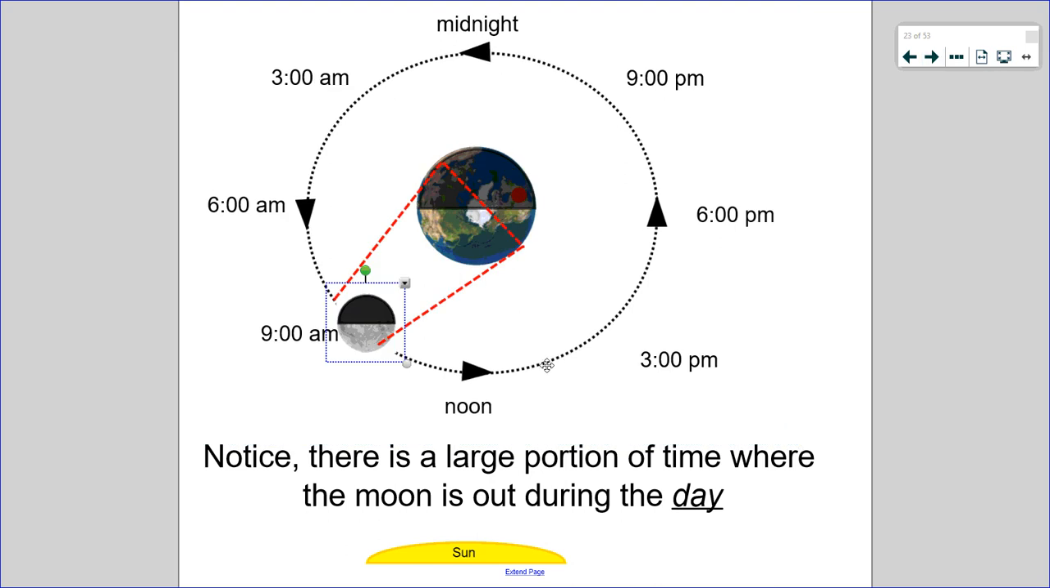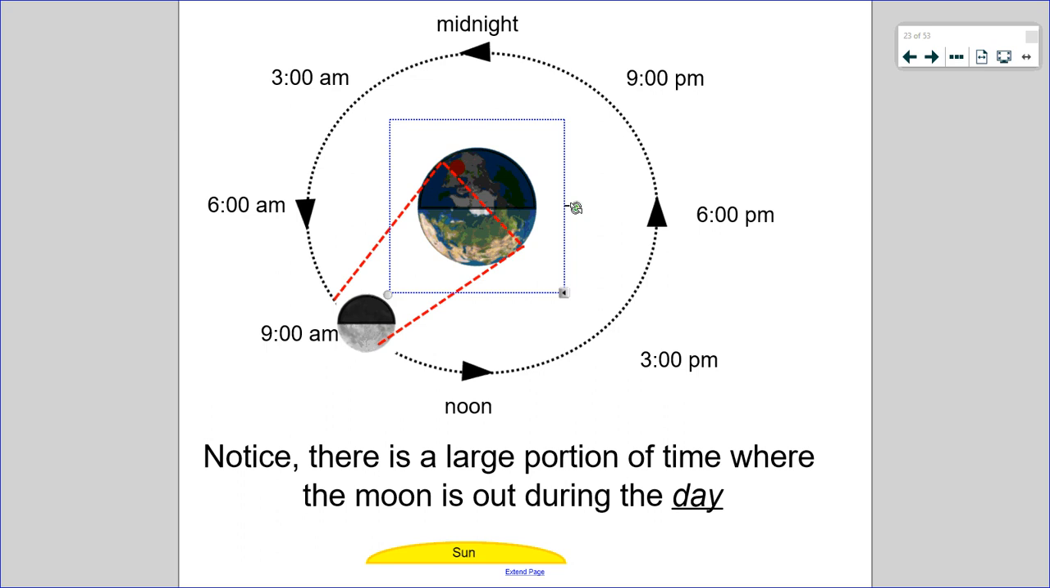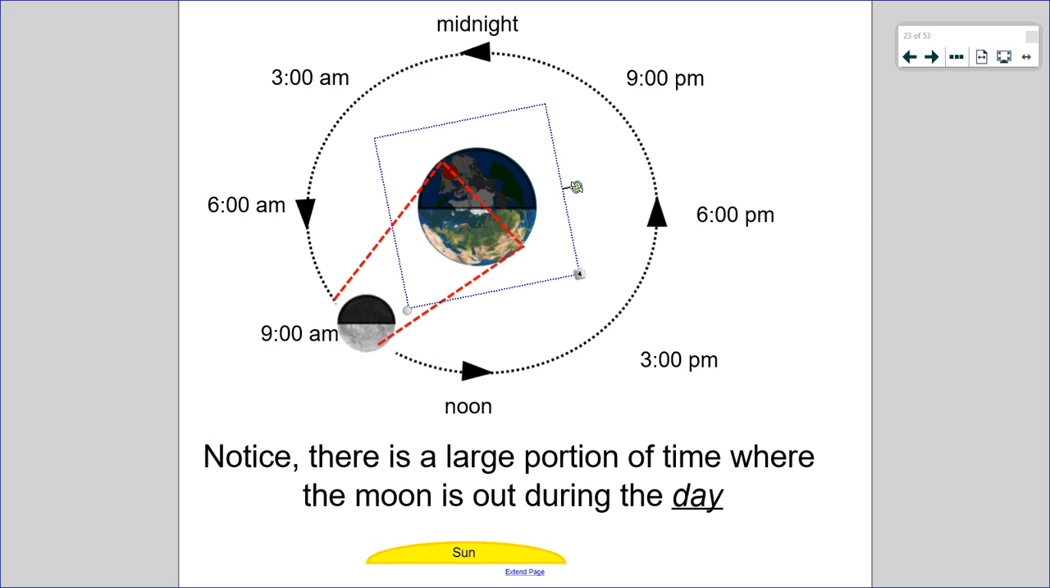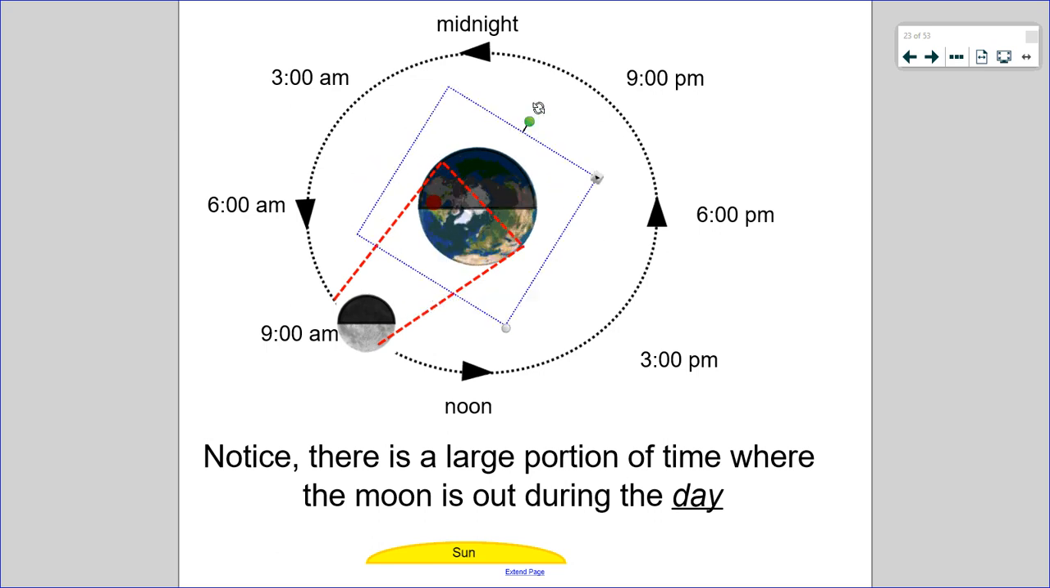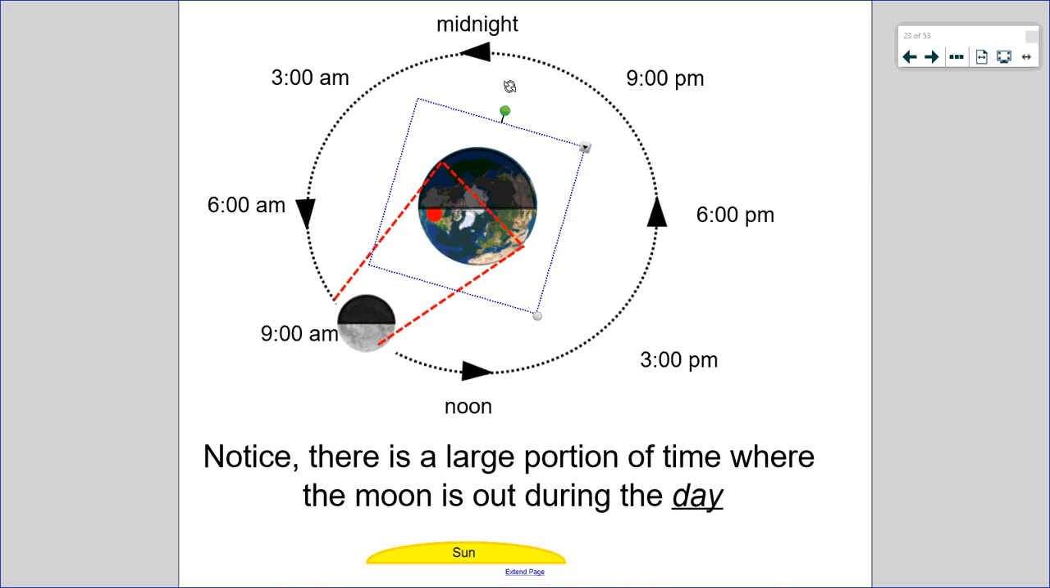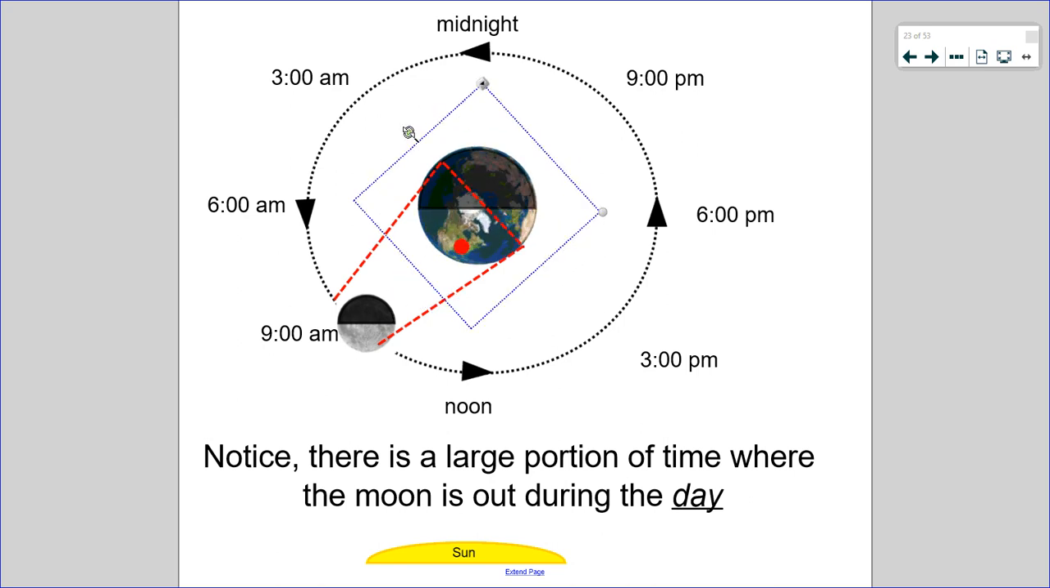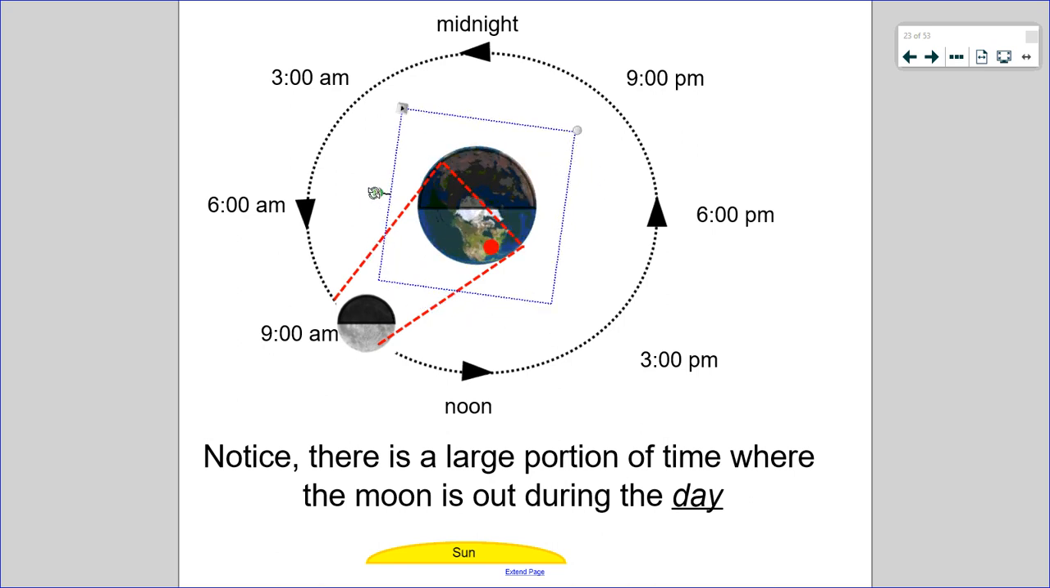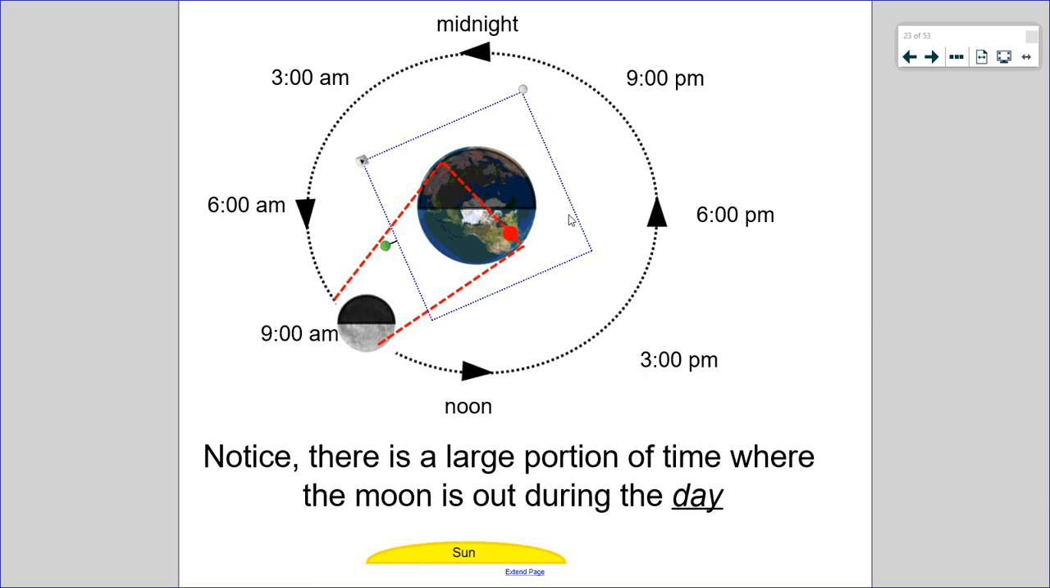So same thing over here. We have a waning crescent, and as the Earth spins and you're that red dot, as you cross that threshold, it will be out at nighttime. But then as soon as you come into daytime, there's the moon again, and it's still there. And as the Earth rotates, you can still see the moon until you cross out right at about 3 p.m., right? Because this dotted line points to the 3 p.m. line. So there's a large portion of time where the moon is out during the day.